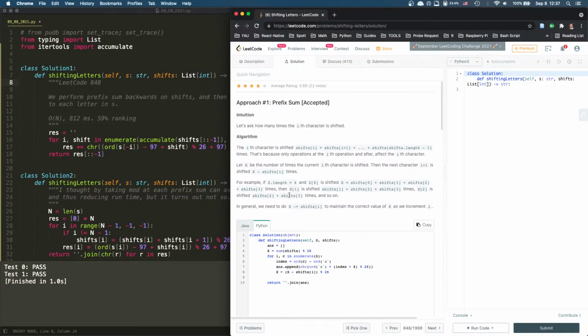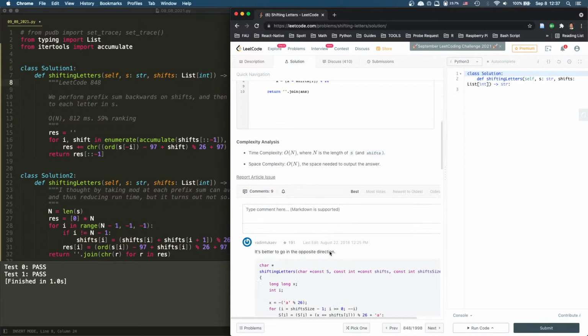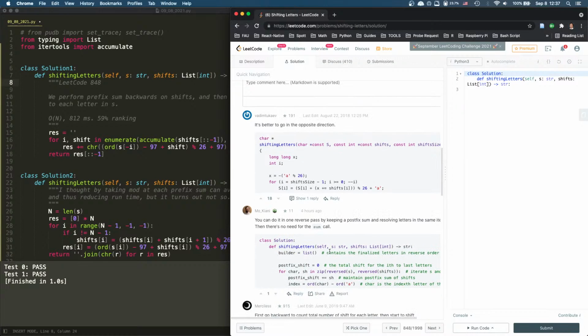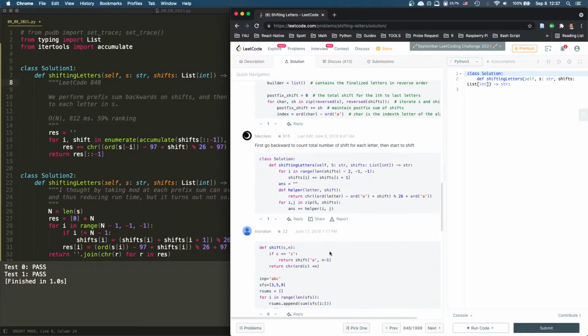All right. So we sum all the shifts, mod 26. And then append this plus this, x equals minus shifts. That's the same idea. That's the same idea as I have. Yeah, I think we did get it.